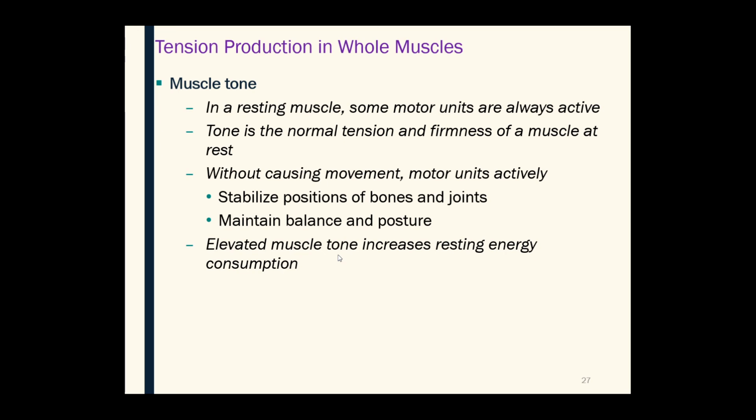So without causing any type of movement, the motor units are actively stabilizing the position of your bones and your joints. They're maintaining your balance and your posture. If you have increased muscle tone, you actually end up burning more energy, because we'll learn in subsequent lessons that in order to have sustained contractions, we need to make ATP. But the concept for this slide is this: even though our muscles aren't moving, and you're not producing any body movements, there is a certain amount of tone, a contraction that you don't notice because the motor units are always firing. And that is known as muscle tone.